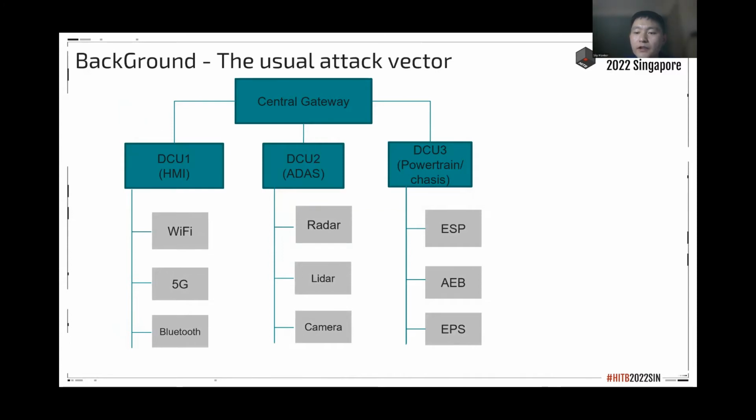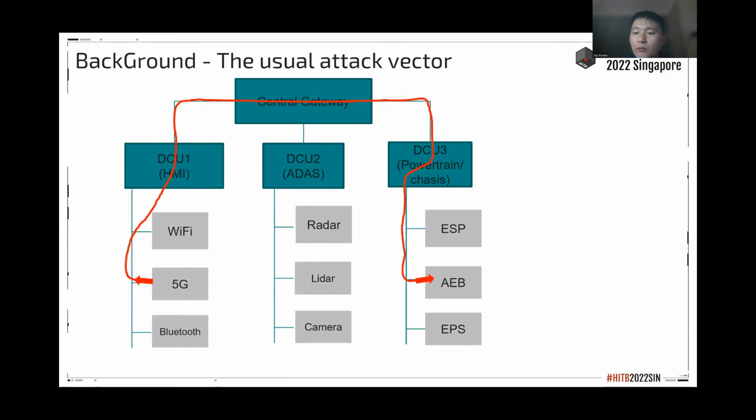From the perspective of functional division, the most vulnerable to attack is definitely the HMI, because external connection links are all on the HMI system, such as Bluetooth, Wi-Fi, 5G, and so on. And the ESP, AEB, EPS related to vehicle control are all linked to the powertrain domain.